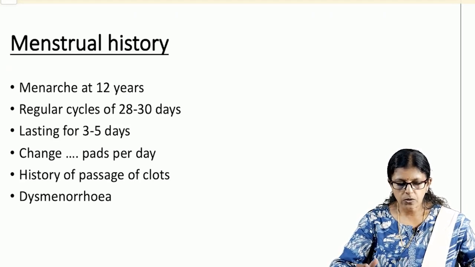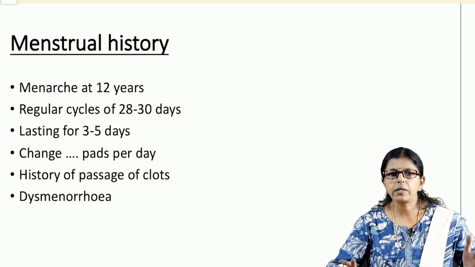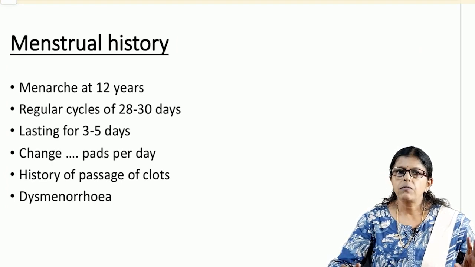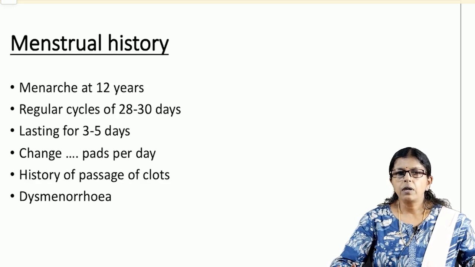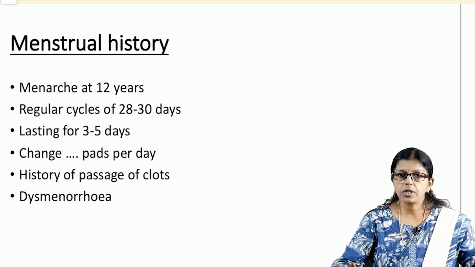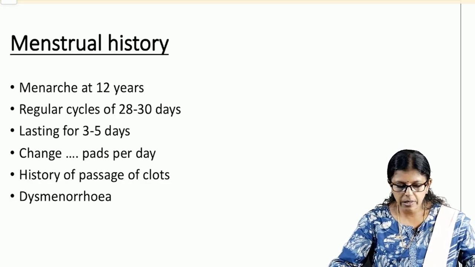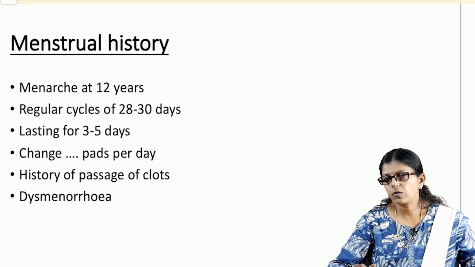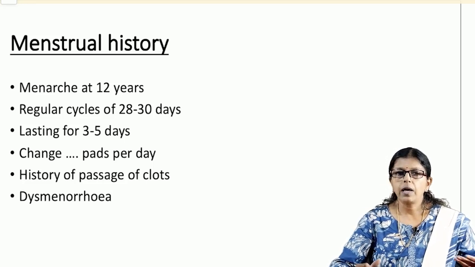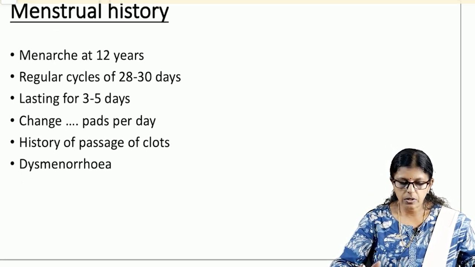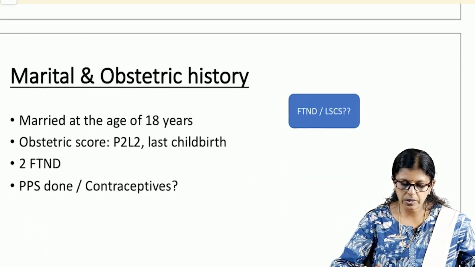So menstrual history, again, you would have taken that in detail when you asked all the questions. When was menarche? When did it occur? Were the cycles regular initially? When did the irregularity first start? What is the irregularity now? How many pads are changed per day? Are there passage of clots? Is there dysmenorrhea? Have they been taking any treatment for all this? So, these many questions you would ask in the menstrual history.